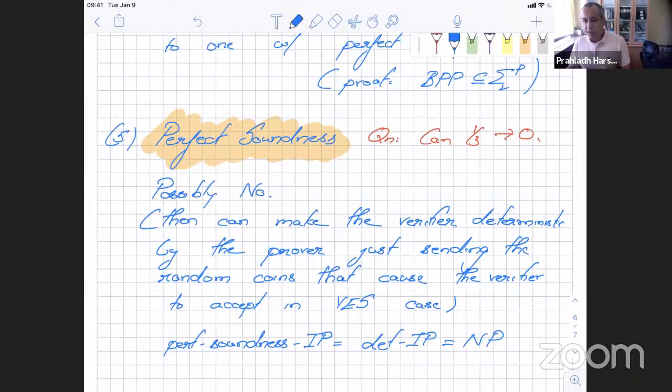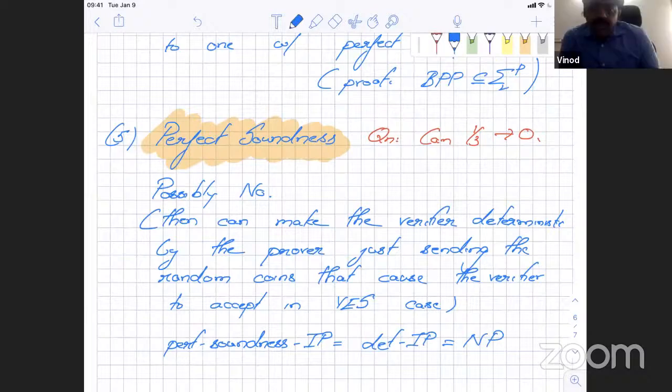Now, the moment the verifier sees there is one random coin that causes it to accept, he knows he has to accept, because in the no case, every random coin causes it to reject. So the verifier does not toss any random coins. The verifier just waits and asks, is there a random coin that would have caused me to accept? And the prover says, yes, this random coin, and that will be our conversation. So if it was a perfectly sound IP, I claim it just collapses to NP.